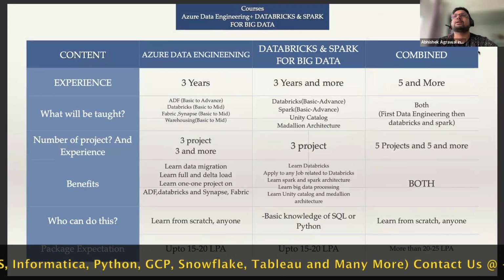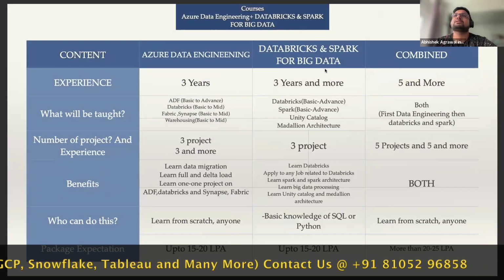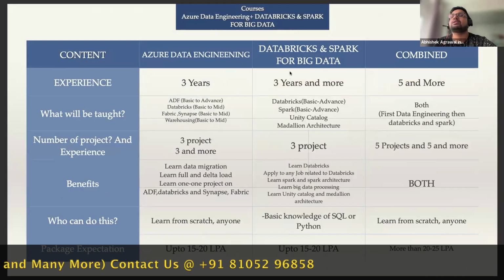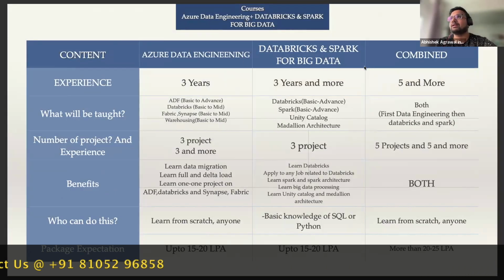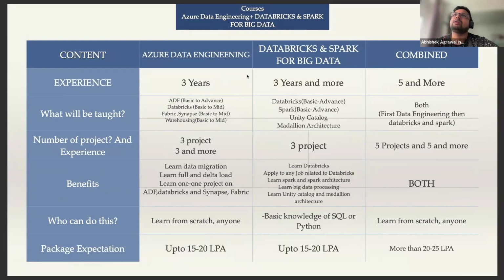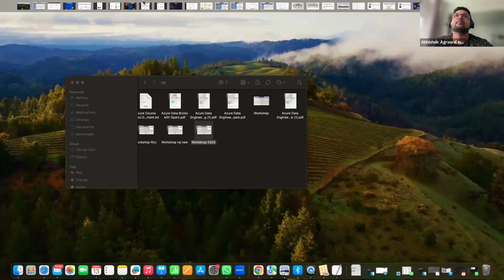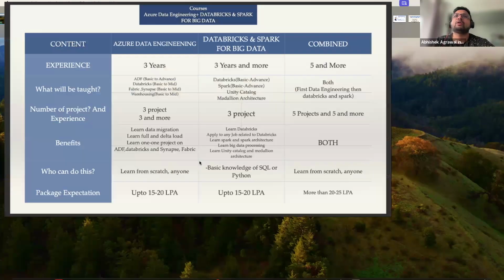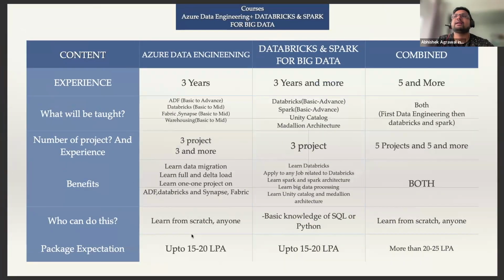So this is a summary about everything, right? Experience is 3 years, 3 years, and then combined, you can show up to 5 years of experience. ADF, Databricks, Fabric, Synapse, and warehousing are taught. In Databricks and Spark, both will be taught in a very detailed manner. And then the number of projects is 3 projects, 3 projects, 5 projects, right?